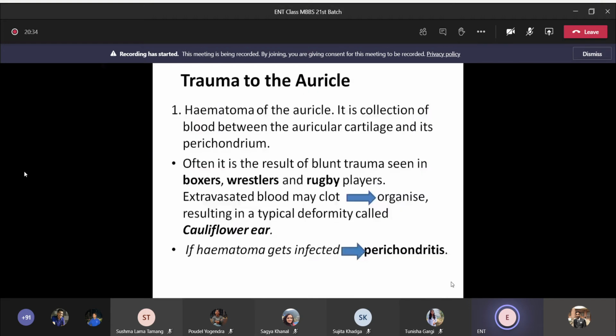Now we come to trauma to the pinna or trauma to the auricle. The first one is hematoma of the auricle. Okay, just a second, I'll just get back. I'm just going to fix a small problem over here.